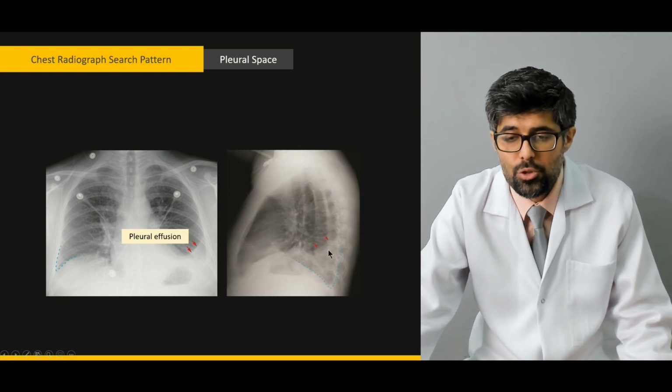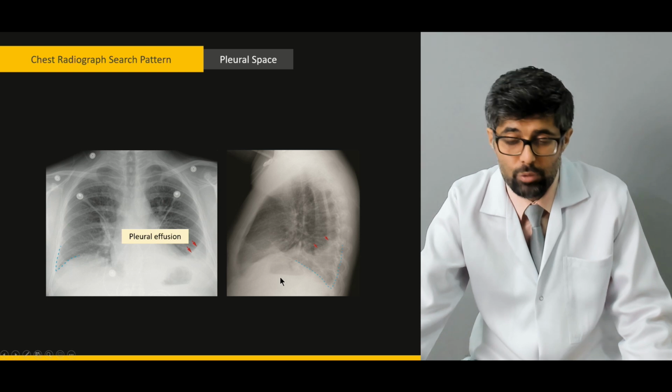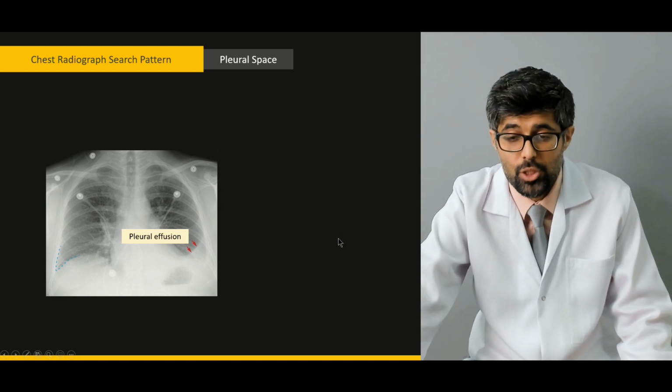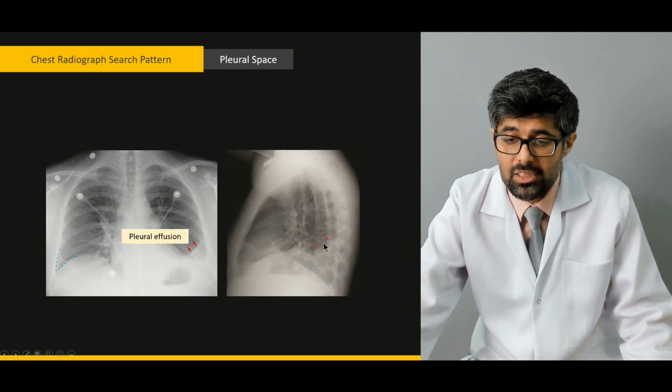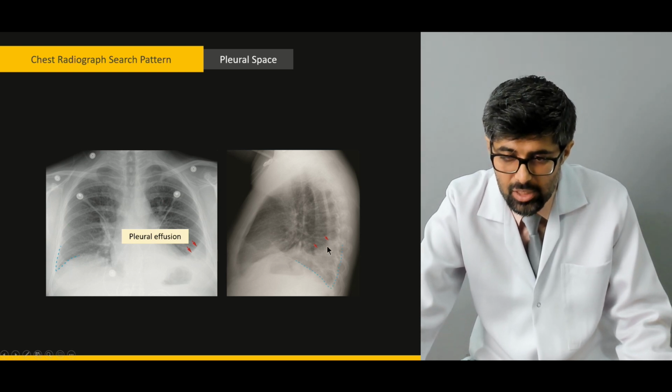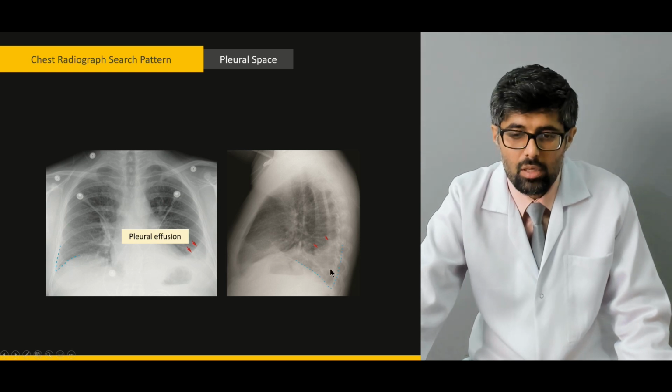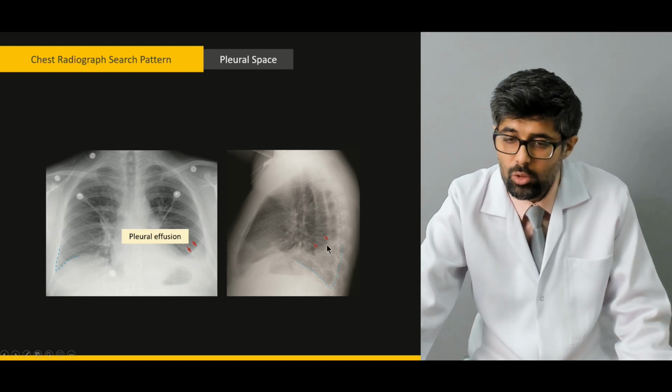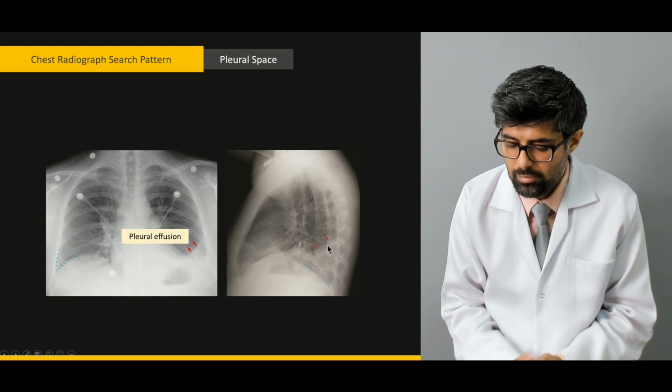Now pleural effusion and the loss of the costophrenic angle can also be appreciated on the right side. As you can see here, this is the pleural effusion and there's the loss of the costophrenic angle.